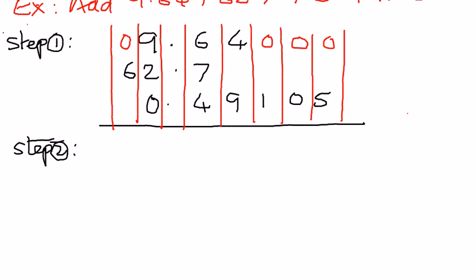So 62.7 or 62.70000 means exactly the same, and then 0.49105 or 00.49105 means exactly the same. And now we are ready to add these numbers as if we are adding whole numbers. So 0 plus 5 is 5. 0, there is nothing to add here. There is 1 plus 0 is 1.